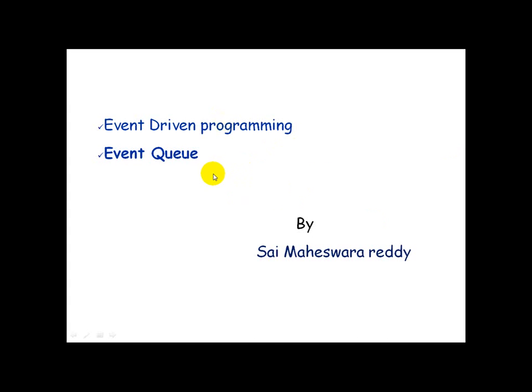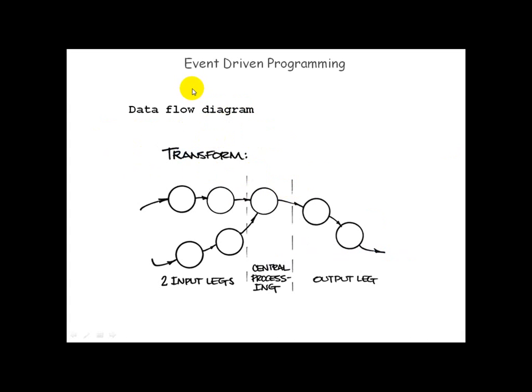Now I am going to give a presentation on event-driven programming and event queue. Before starting with what is meant by event-driven programming, I would like to mention what a data flow diagram is. Basically, in any operating system, Windows, Unix or Macintosh, there are a lot of processes running, using the main memory and the secondary memory.